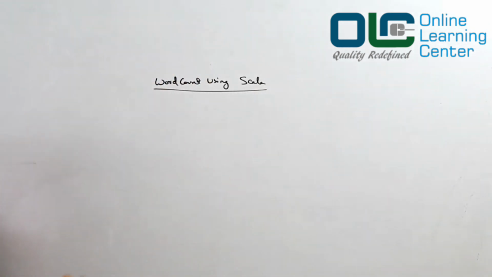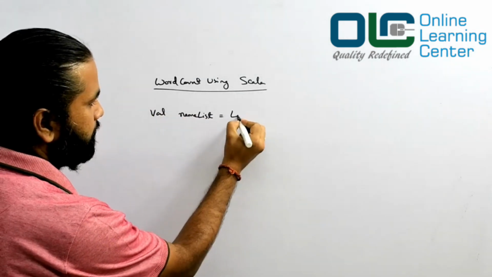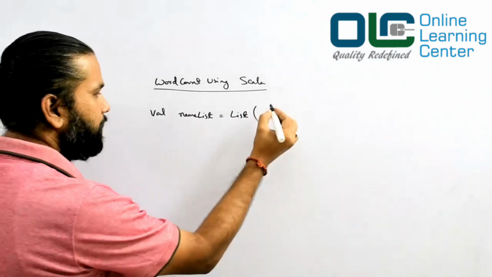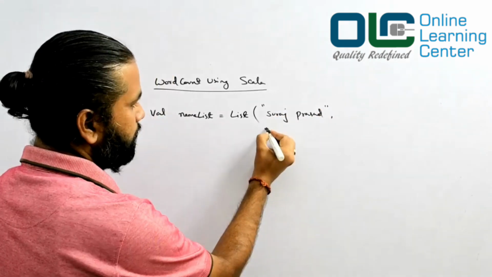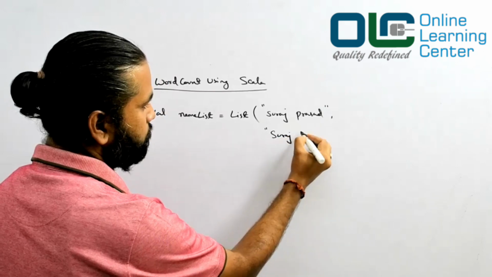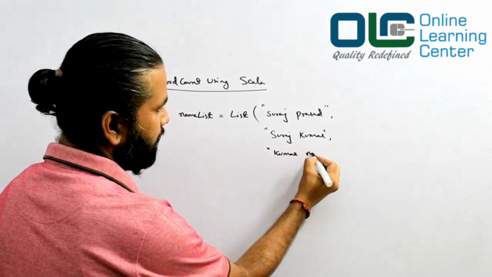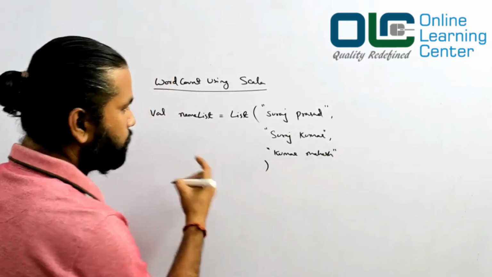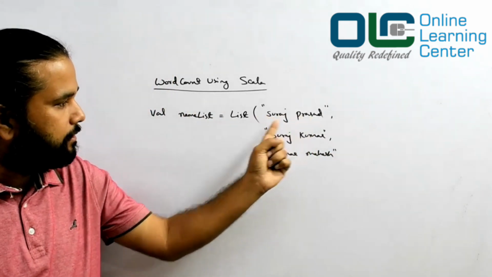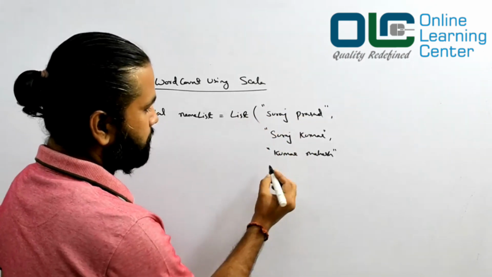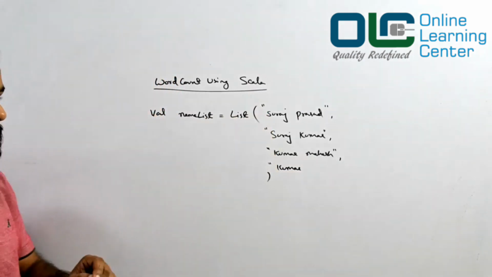Given a list, let's say name list is equal to, let's say, a list of some names. For example, I can say Suraj Prasad, and let's say again Suraj Kumar. Again let me say Kumar Mahesh. So given a list of people, wherein you can have first name and last name, and let me also have something called Kumar.